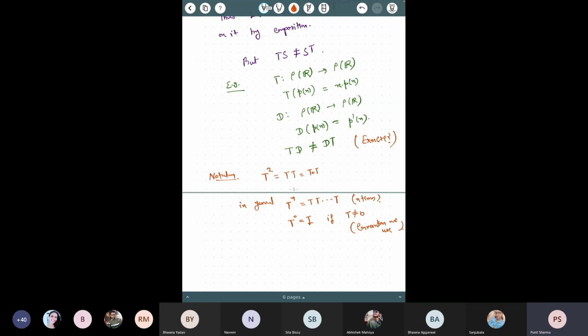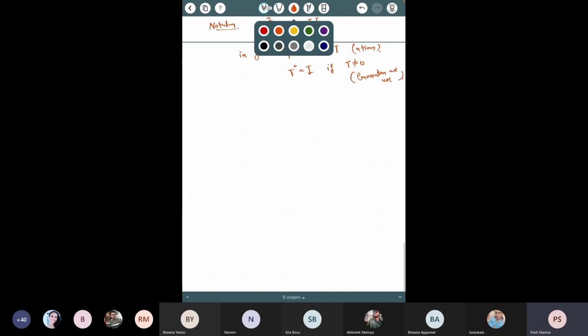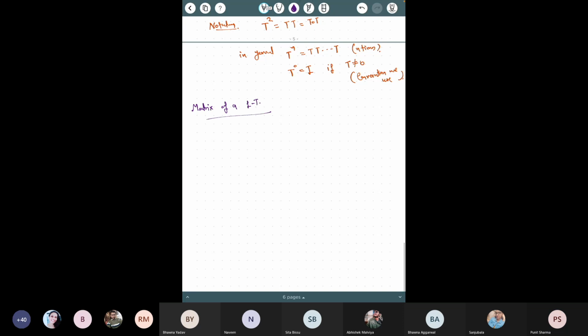Okay. So let us define the matrix of a linear transformation. Now, when I talk about the matrix of a linear transformation, you assume that I'm talking only about finite dimensional vector spaces. Okay. So let us understand this first.